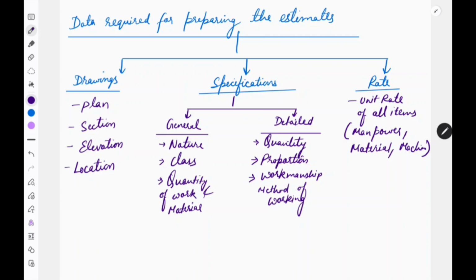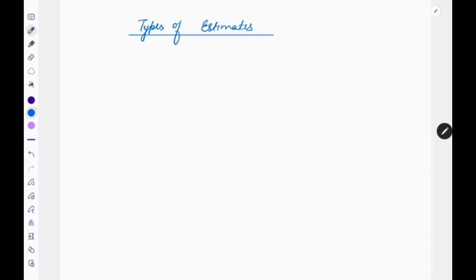going to execute the work, because the cost depends on the method of the work, the materials also depend on it, and the workmanship needed also depends on it. So based on that, the cost or the time varies. And at last, the unit rate of all the items, specified by different Indian codes or according to current market rates, is needed for preparing the estimates.